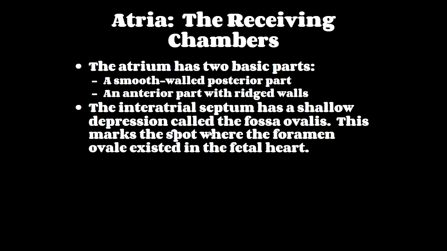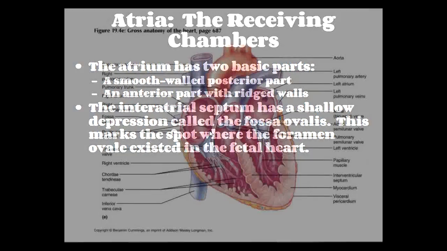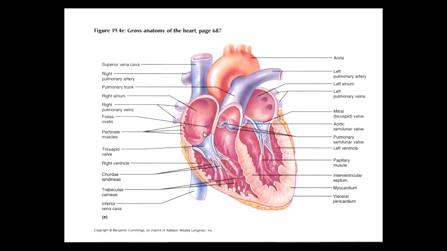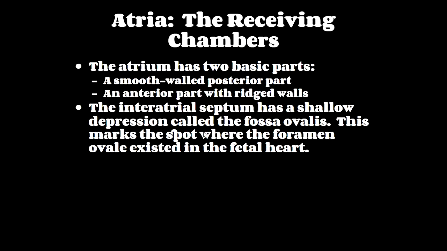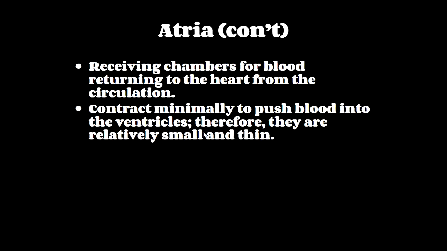The fossa ovalis, when we were born, we had a little hole in our heart called the foramen ovale. And then at a certain point, that foramen ovale covers up and that hole is gone, but there still remains a little depression right there. I've done a lot of reading and really no one knows why we have that, what the purpose of it was, but it was once there. So our atria are the receiving chambers for blood, meaning that when blood comes back from the body or from the lungs, from circulation, it goes back into one of the atria.